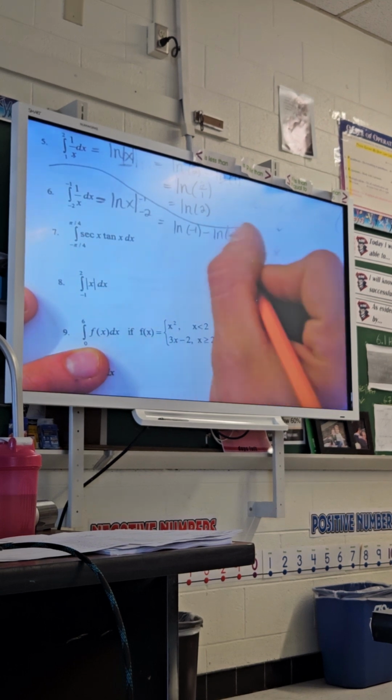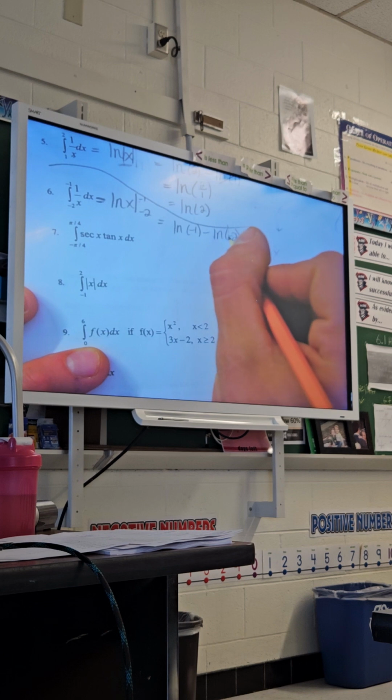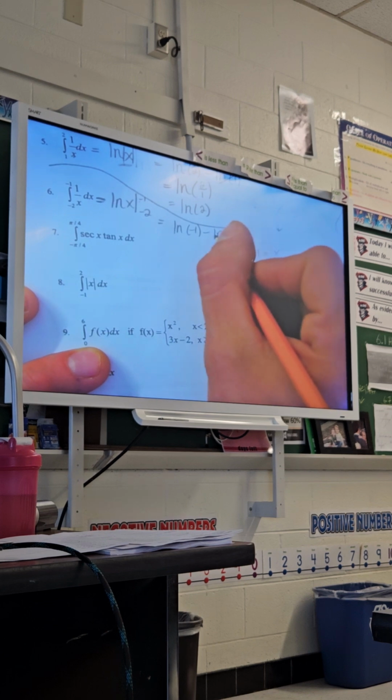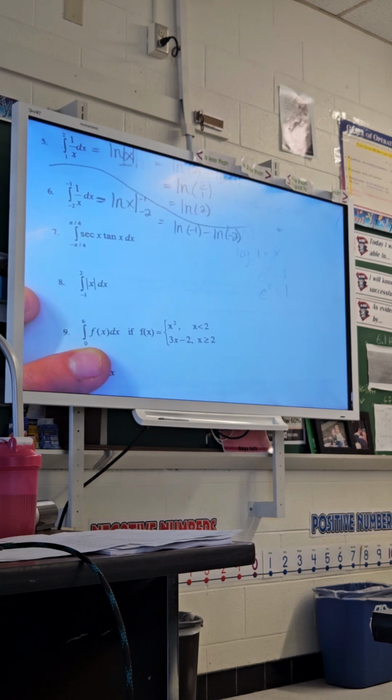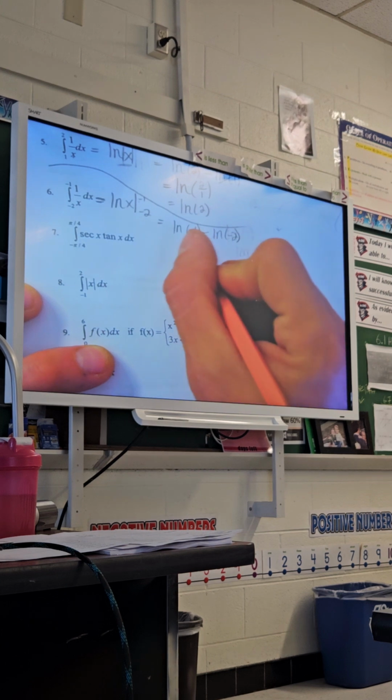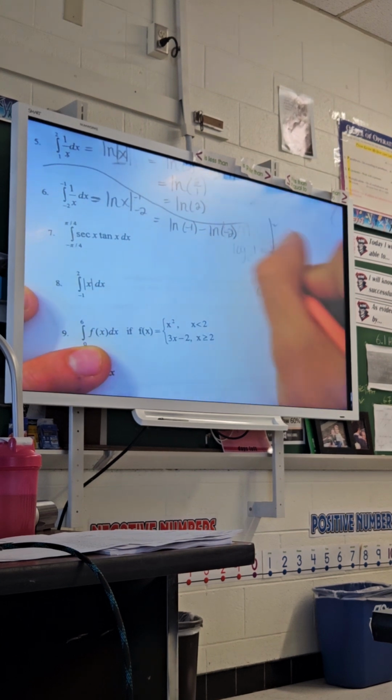Because both of these do not exist, are we allowed to divide these? The negatives cancel if you divide it, but right now these do not exist. Because see, natural log, I put it in absolute value.